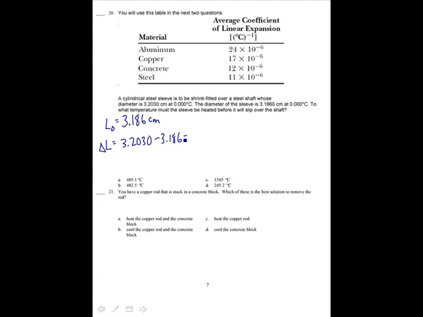And that is 0.017 centimeters. T initial is 0, and we want to know what is T final. And this is steel, so this is our alpha value that we're concerned with. So we just say delta L equals L naught alpha delta T. And since T initial is 0, we can just say delta T is equal to T final, because delta T is T final minus T initial, but T initial is 0. So we want to look for T final.